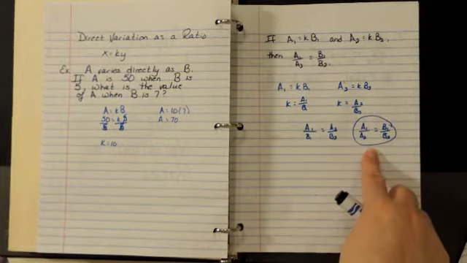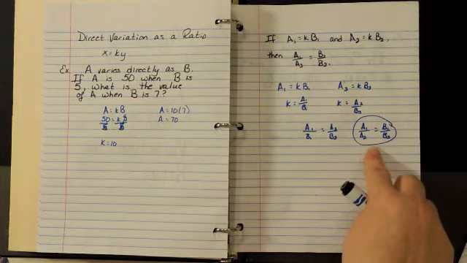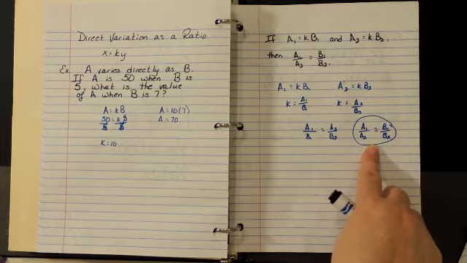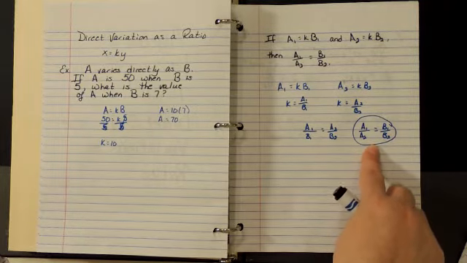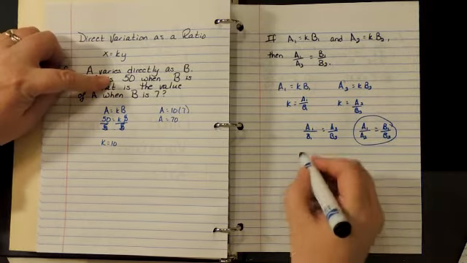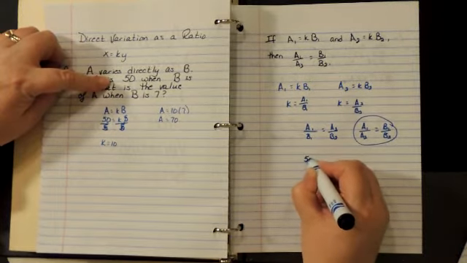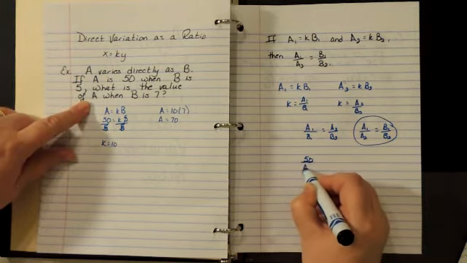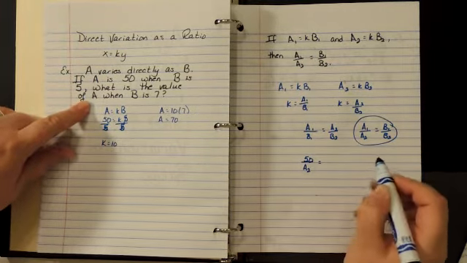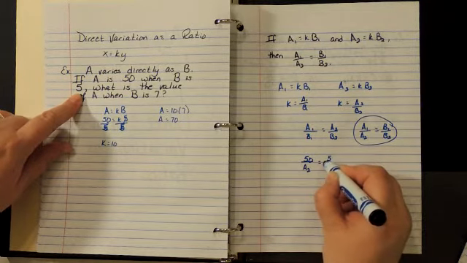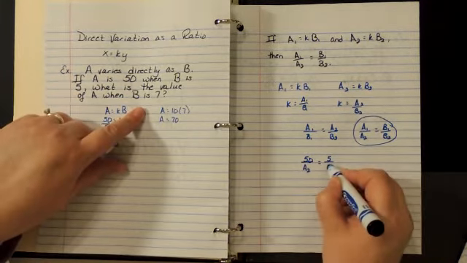If A varies directly as B, then instead of solving for K, we can plug the A's and B's into this formula. So let's try it with this. A1 was 50. A2 is the one we didn't know. B1 is 5. And B2 was 7.